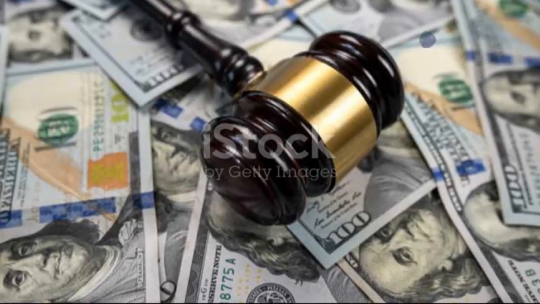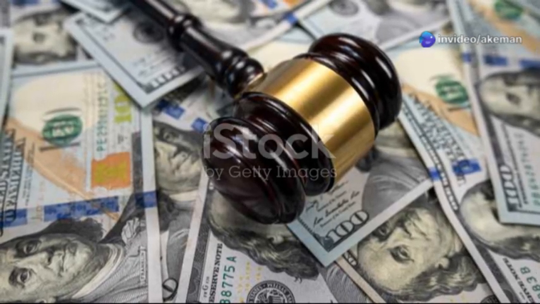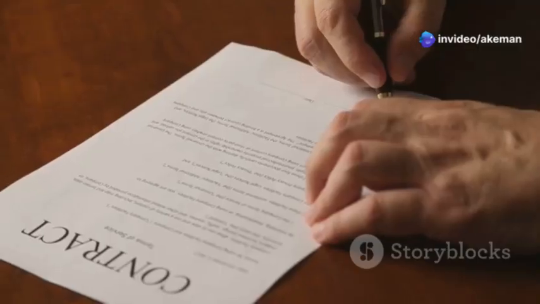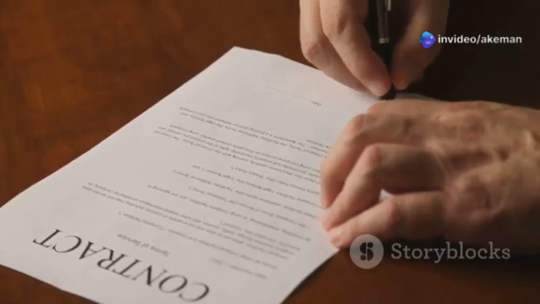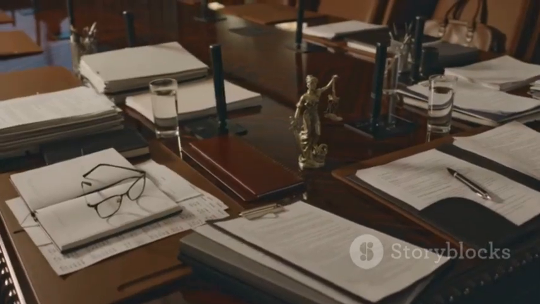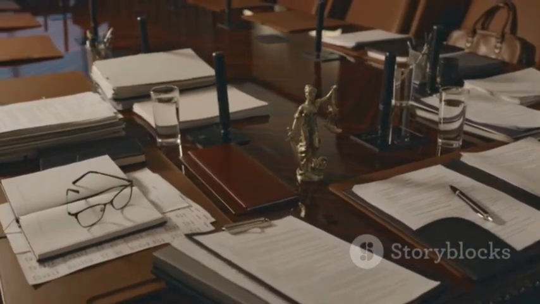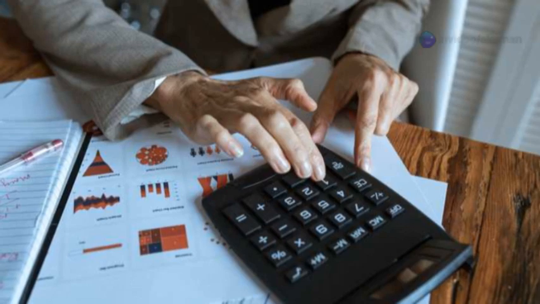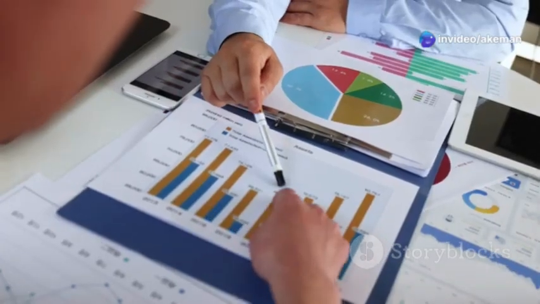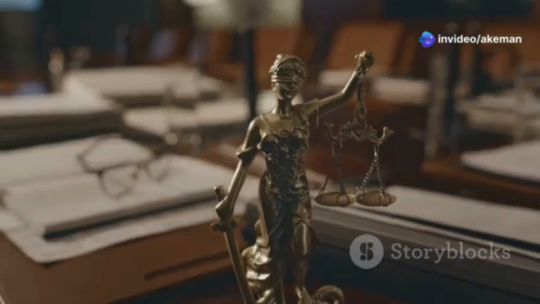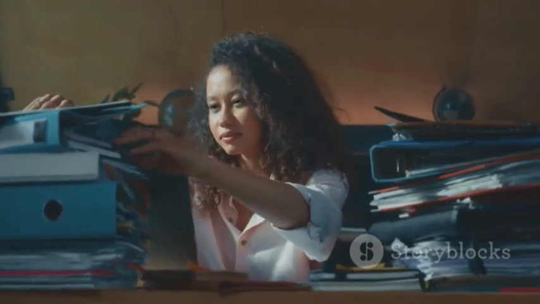The main test is whether the sum is a genuine pre-estimate of loss. Courts look at this from the time the contract was made. They do not assess it at the time of the breach. The question is, was the sum a reasonable forecast then? It must not be an arbitrary figure. It should be based on a thoughtful assessment. This is the cornerstone of enforceability. Parties should keep records of how they calculated the sum.